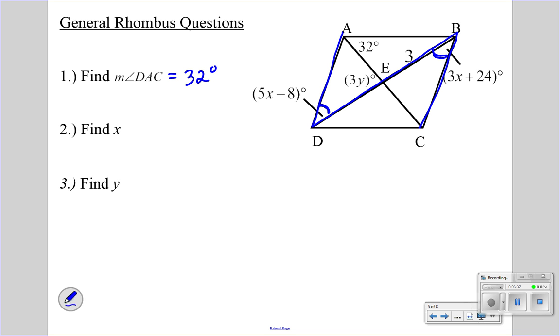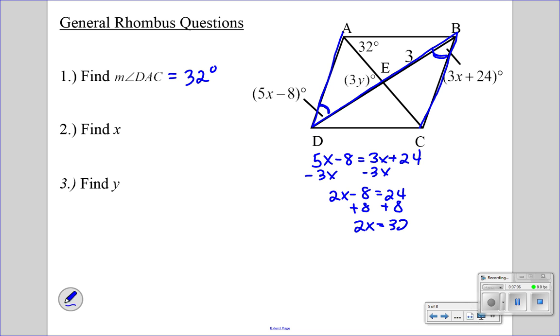And remember that parallelograms have parallel lines. Parallel lines can give us alternate interior angles, and alternate interior angles are congruent. So what we can do is we can say that 5x minus 8 is equal to 3x plus 24. So using one of our properties from a parallelogram. Subtract 3x, add 8, 32, so x will equal 16.